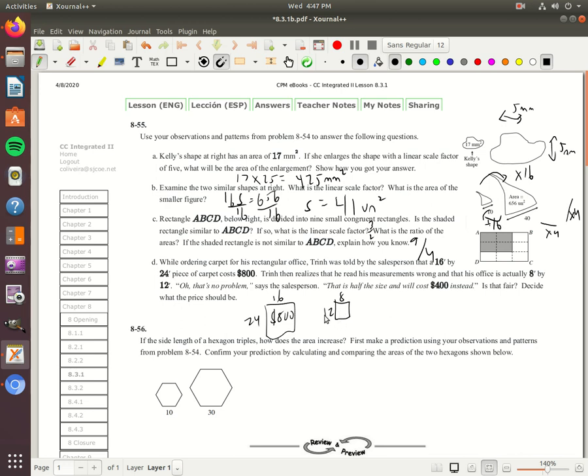Well, hopefully we know that's not true, right? If he cuts it in half this way and he cuts it in half this way, he should be dividing it by 4, not by 2. So this actually should cost $200, and I hope that makes sense why.